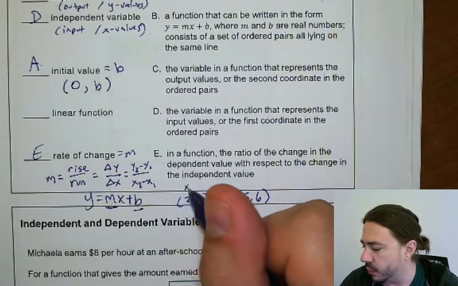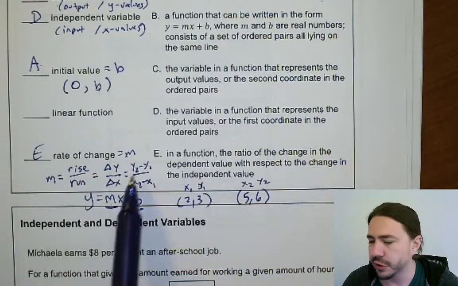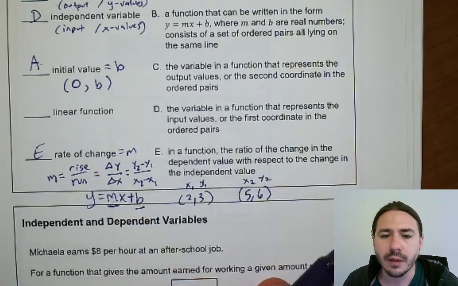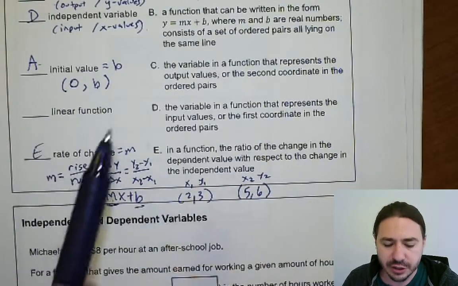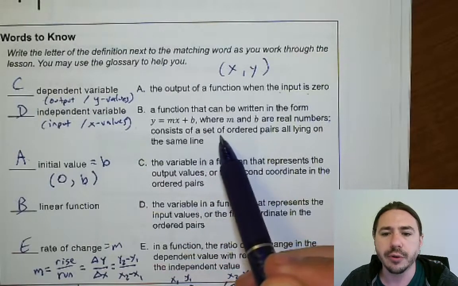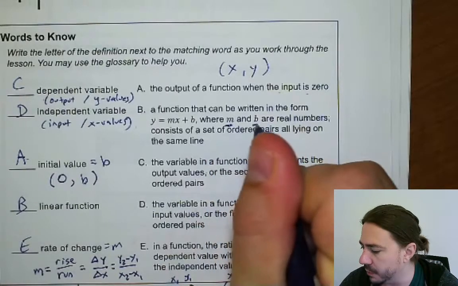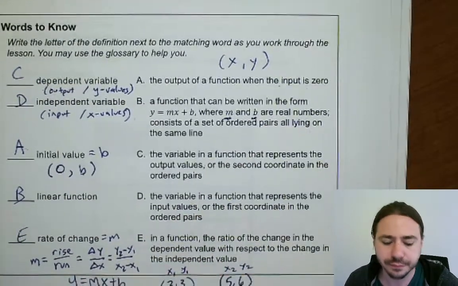Well, then you just label one of them x1, y1, and the other one x2, y2, and then those are the numbers you'd plug in here. Lastly, the linear function is going to be any function that can be written in the form y equals mx plus b, where m and b are real numbers. Remember, m is the rate of change, and b is the initial value.